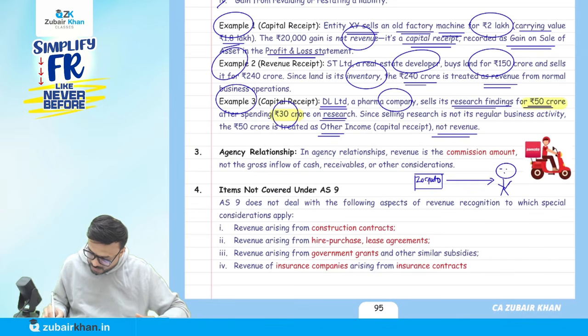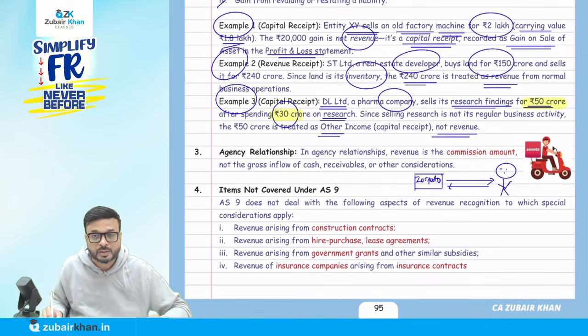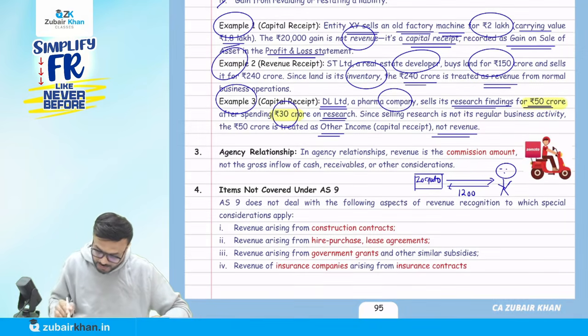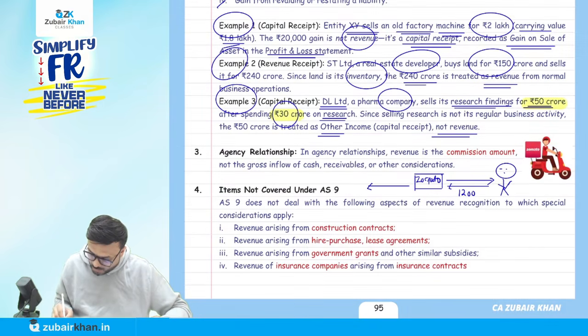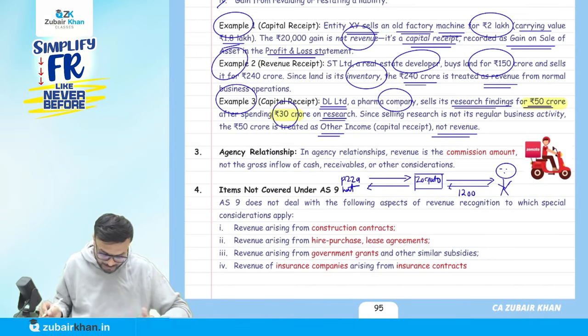So you paid to Zomato here. Let's say 1,200. Now, what will Zomato do? You place an order for pizza from Pizza Hut. So what is going to happen now?